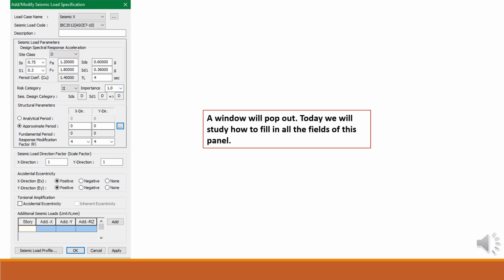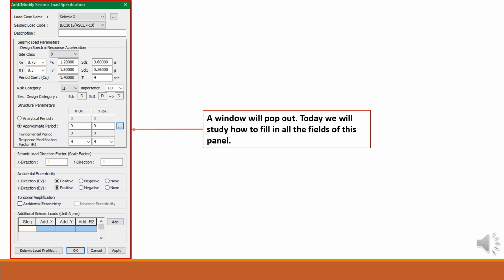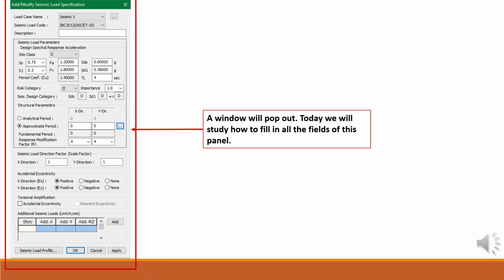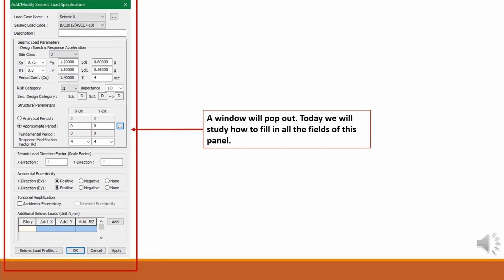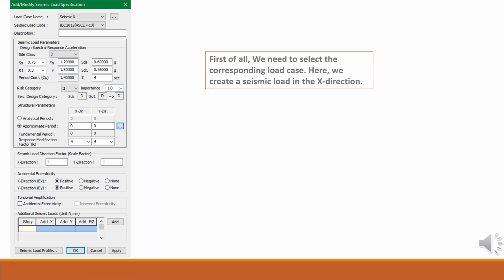A window will pop out. Today we will study how to fill in all the fields of this panel. First of all, we need to select the corresponding load case. Here, we create a seismic load in the X direction.